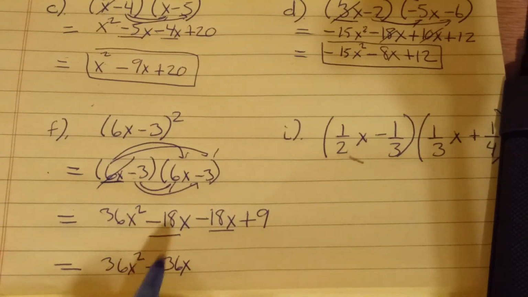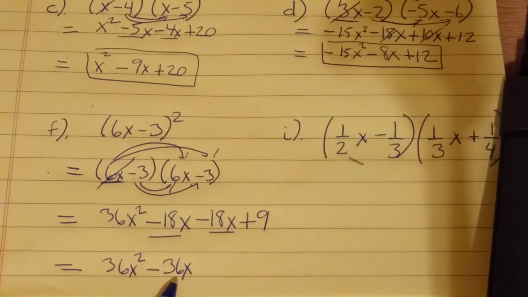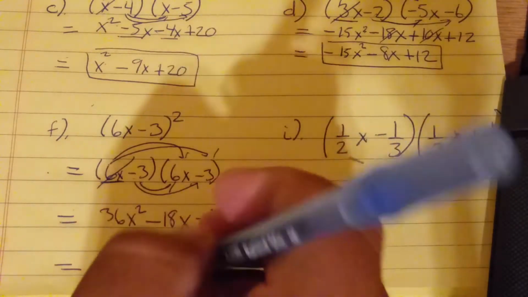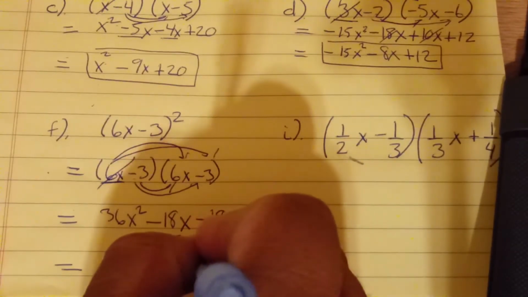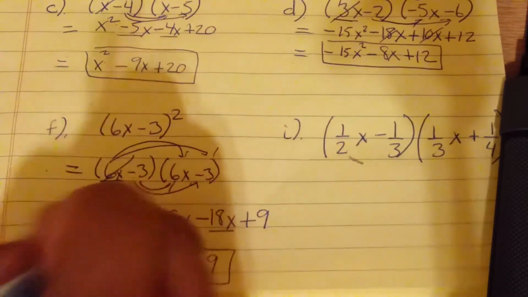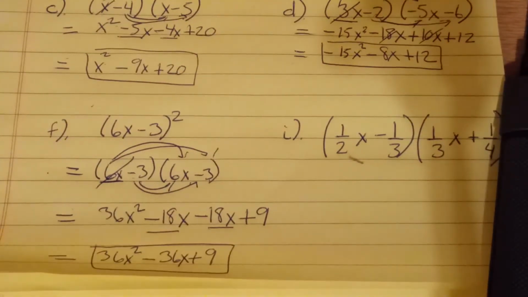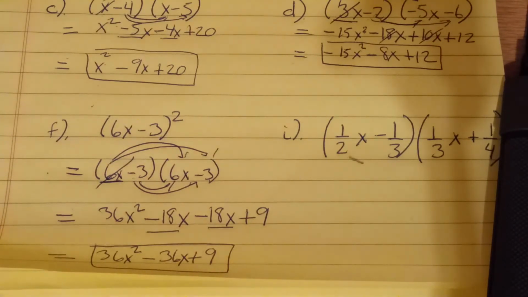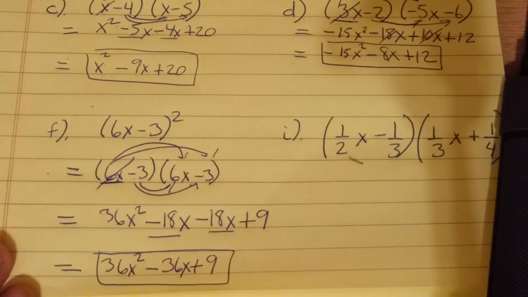So once again, if you collect these two, that gives you that. And we bring down the positive 9. And that would be your answer right there. Once again, you're going to have to repeat this video a couple of times just so you could get the hang of it. But essentially, it's basically the same thing that we did before.